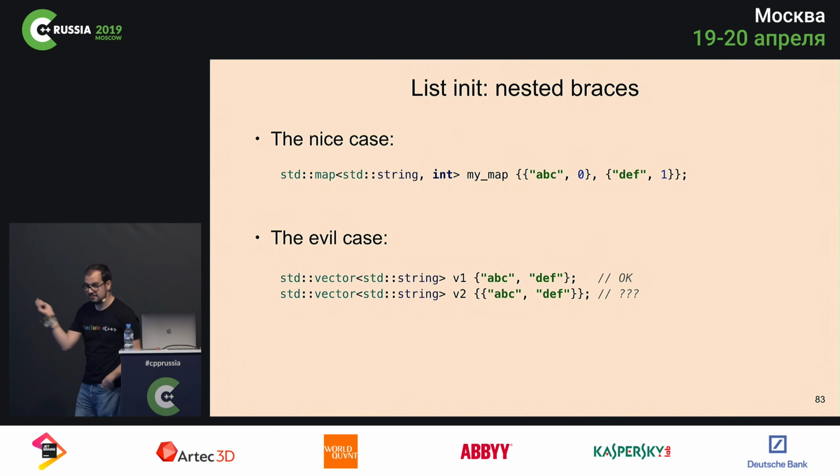That's the evil case. What is this program going to do? This is not aggregate initialization, right? We're talking about list initialization and a std initializer list. So the first one, the v1 vector, is a vector of string, and you give it an initializer list with two string literals. So obviously, you're going to get a vector with two strings. If you add a level of nested braces, what's going to happen? Memory dump. Yes. Undefined behavior. Exactly. Why?